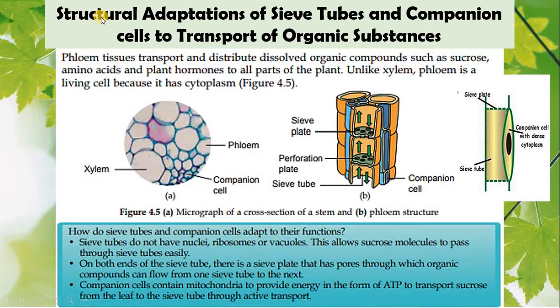Now we go to the structural adaptation of sieve tubes and companion cells to the transport of organic substances. Sieve tubes and companion cells are the structure of the phloem. Phloem tissues transport and distribute dissolved organic compounds such as sucrose, amino acids, and plant hormones to all parts of the plant.